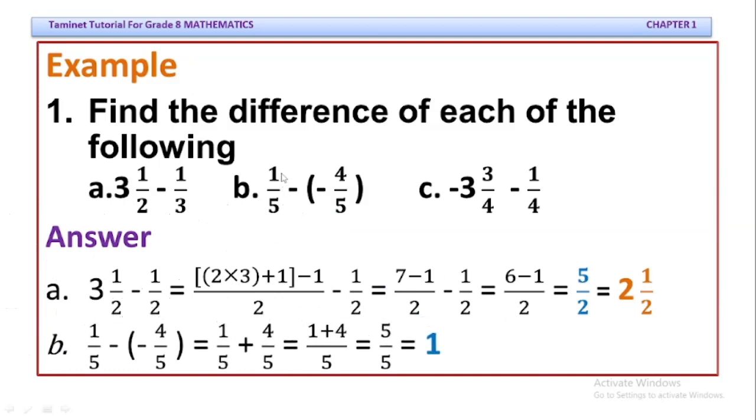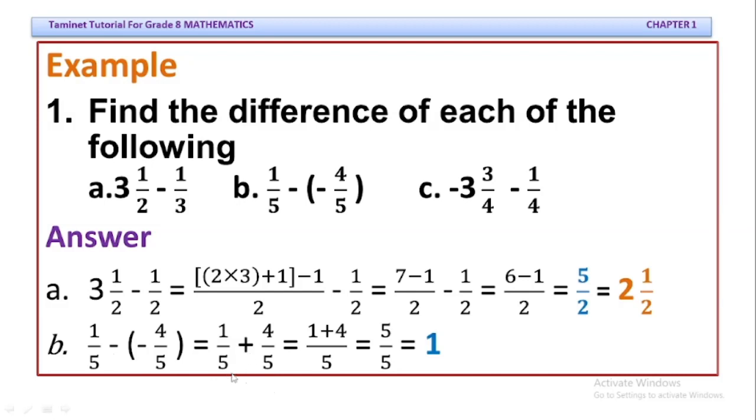B, what is the difference of 1 over 5 and negative 4 over 5? According to our explanation before, here we can observe negative and negative. Try to take the sign product here. Negative times negative is positive, so we have 1 over 5 plus 4 over 5. Now the operation minus is changed into what? Addition. That means subtraction is an inverse operation of addition, or addition is the inverse operation of subtraction.